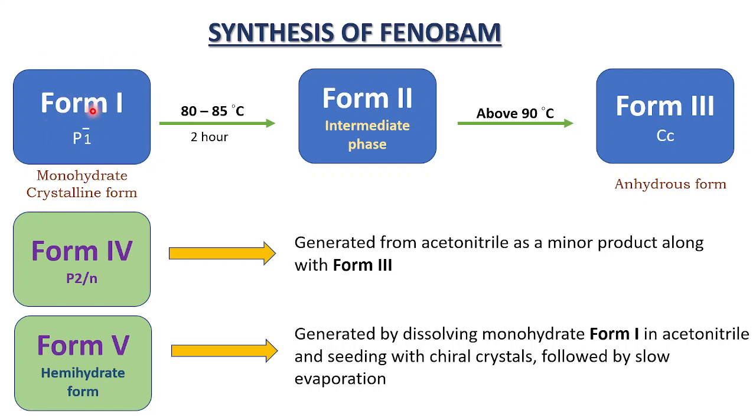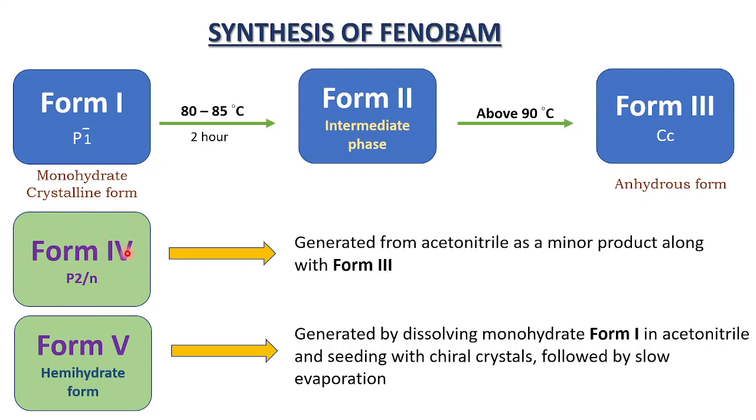From the form 1 crystal we synthesized, I have shown here the temperature and the conditions of conversion of form 1 to form 2. Form 2 is an intermediate phase, and form 2 is converted into an anhydrous form. That's form 3. The space group, CC, is also written here. It's basically the synthesis process, the synthesis of phenobam.